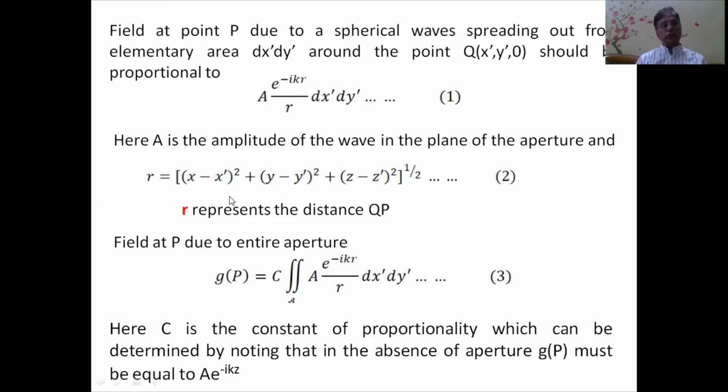This can be written as [(x minus x dash) whole square plus (y minus y dash) whole square plus (z minus z dash) whole square] to the whole power half. R represents the distance QP.